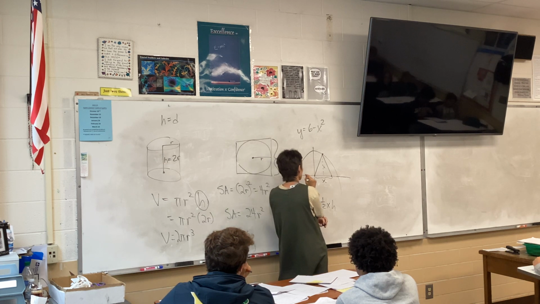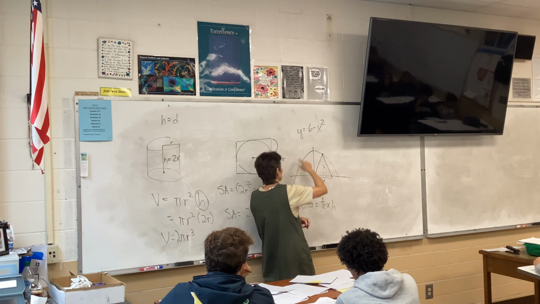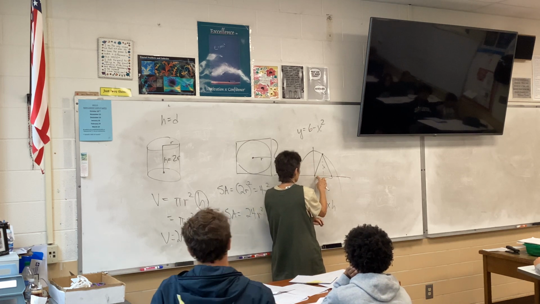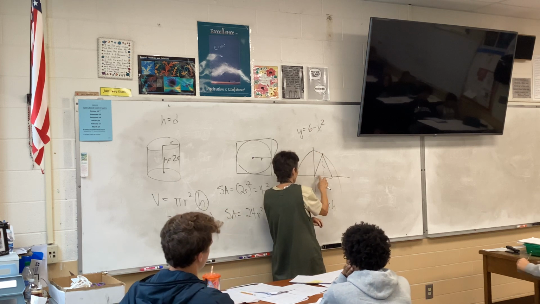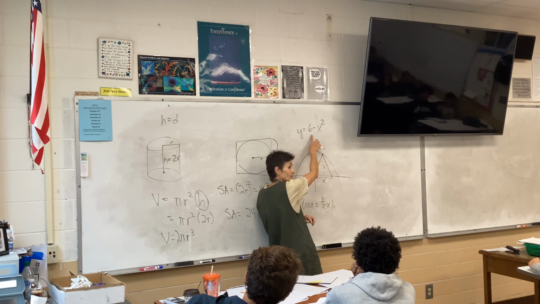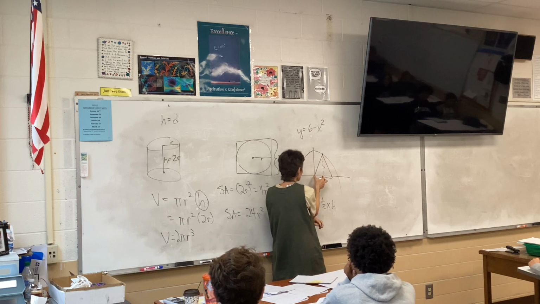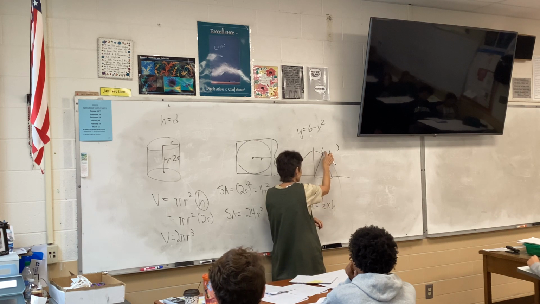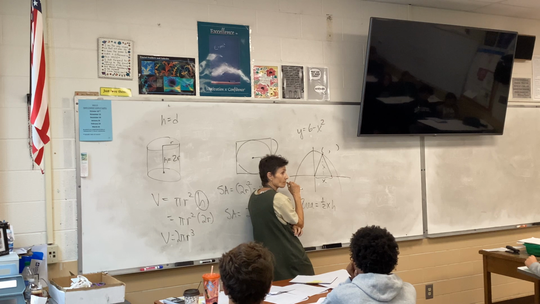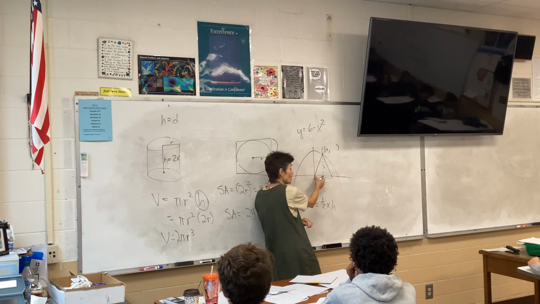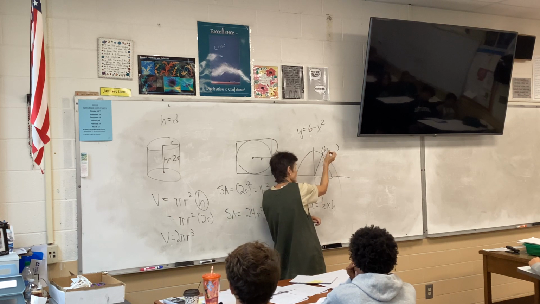Well, let's think about this for a second. This equation right here is y equals 6 minus x squared. If I wanted to know this point right here, where x is 1, how would I find that point? Wouldn't I just plug it in? Okay, well, what is the x coordinate for this point right here? This is x, right? Isn't that half of x? So the x coordinate of that point is half x.